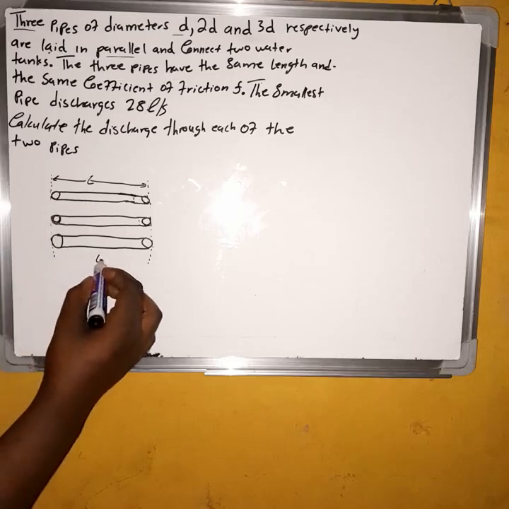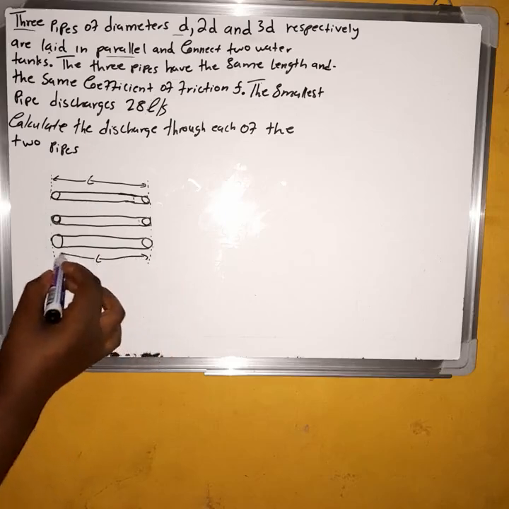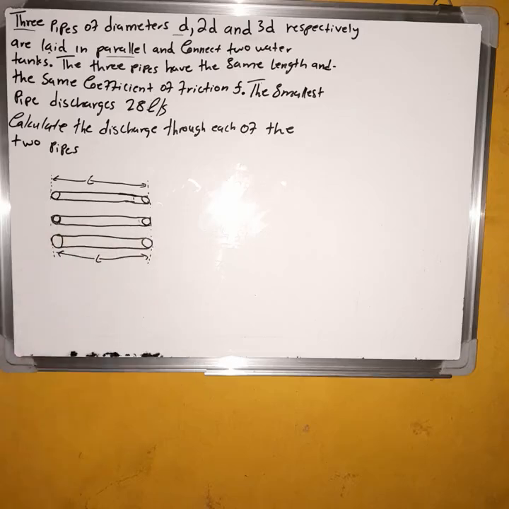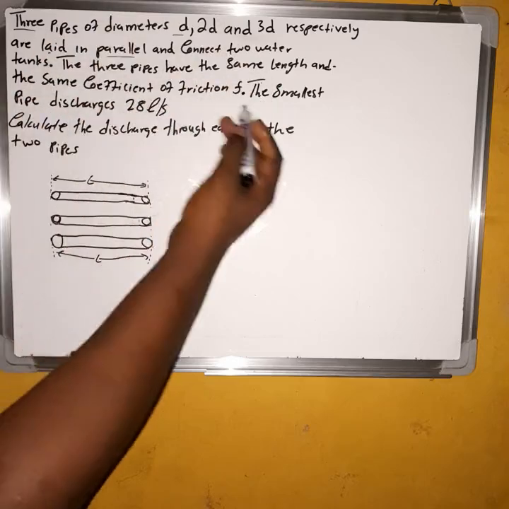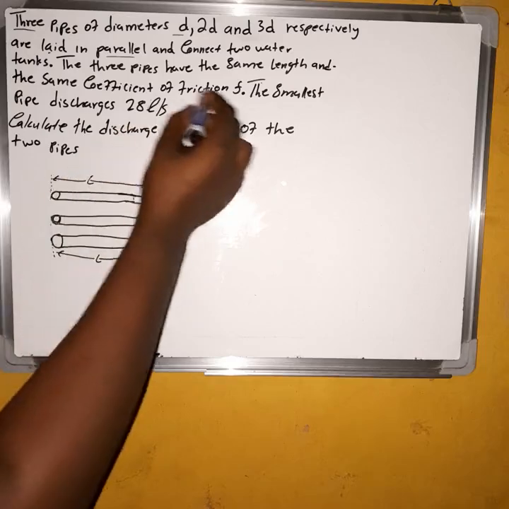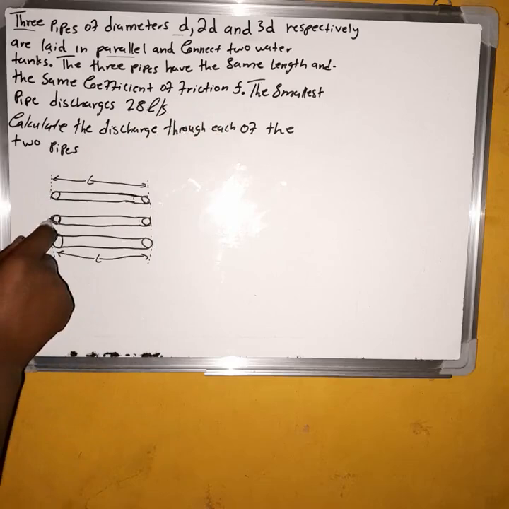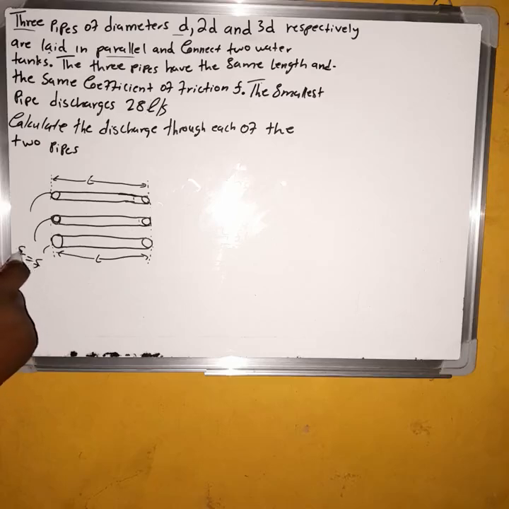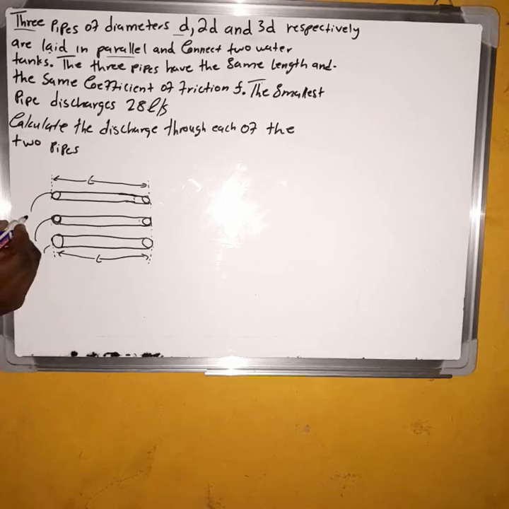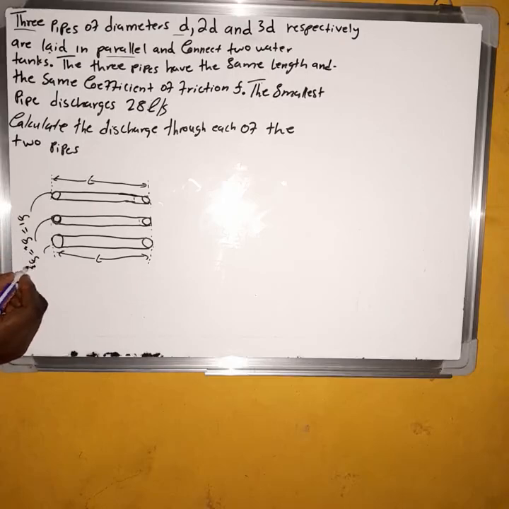Its length did not tell us what length it is, but we know the lengths are the same throughout. We have the same length and the same coefficient of friction. These pipes have the same F. The coefficient of friction of 1 must be equal to coefficient of friction 2 and coefficient of friction 3. It is the same throughout, which is what we have been expecting.